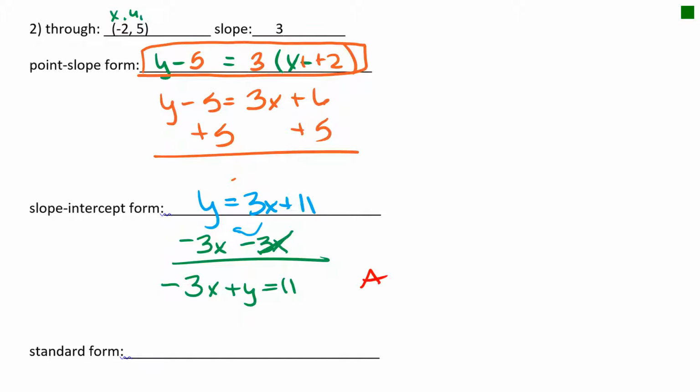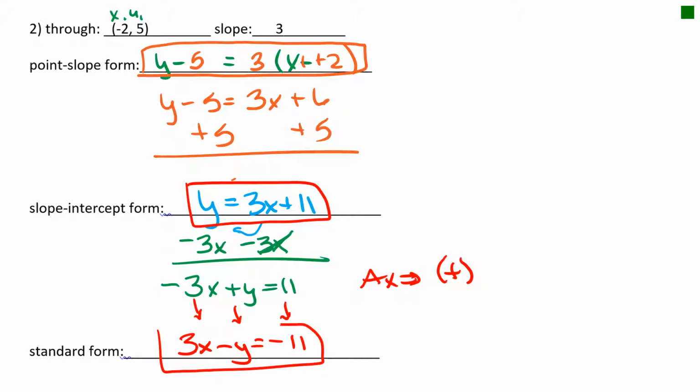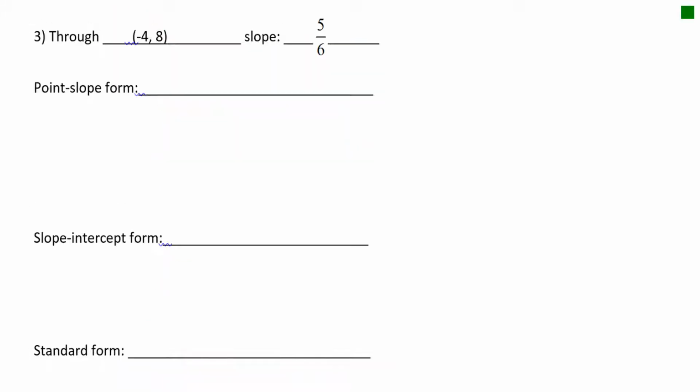Uh-oh, Ax, remember, has to be positive. So opposite, opposite, opposite. Okay, if I erase that little green mark right there, that's my slope-intercept, that's my standard. It all comes off of point slope.